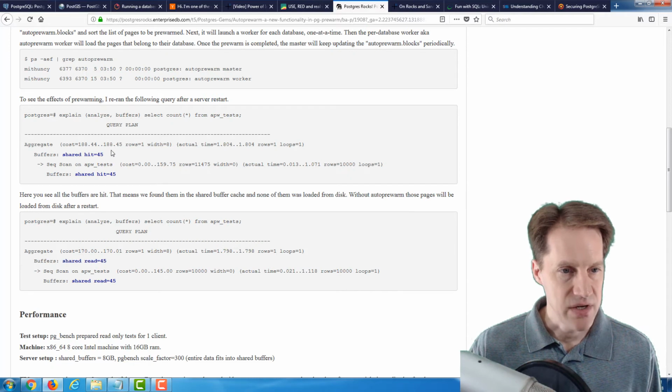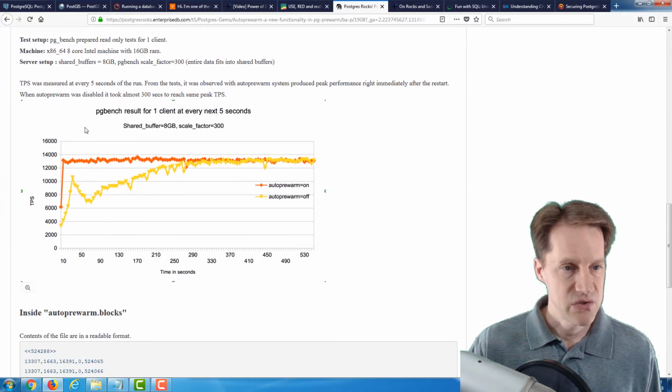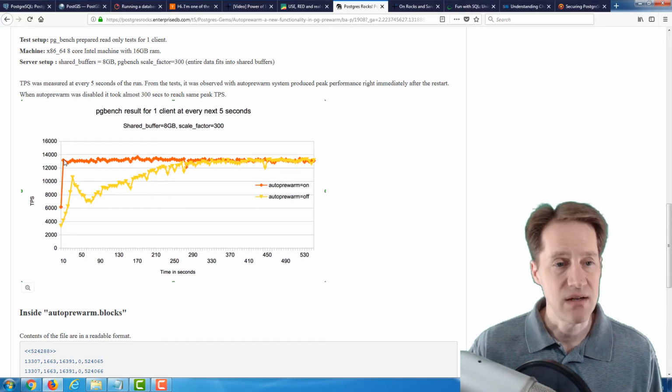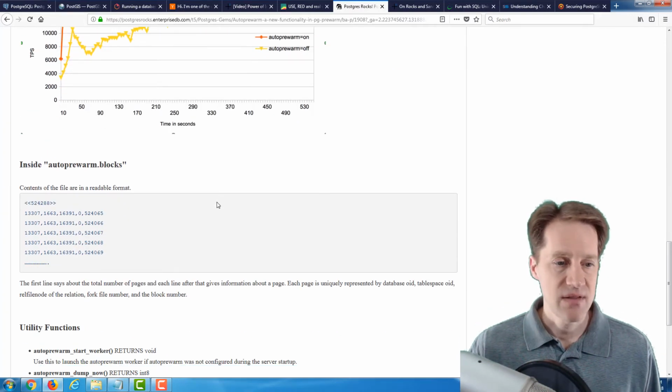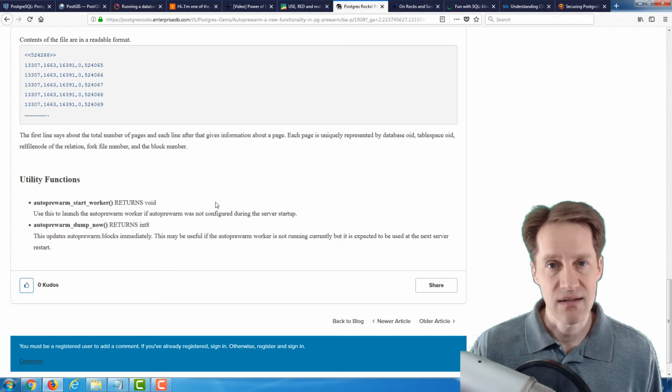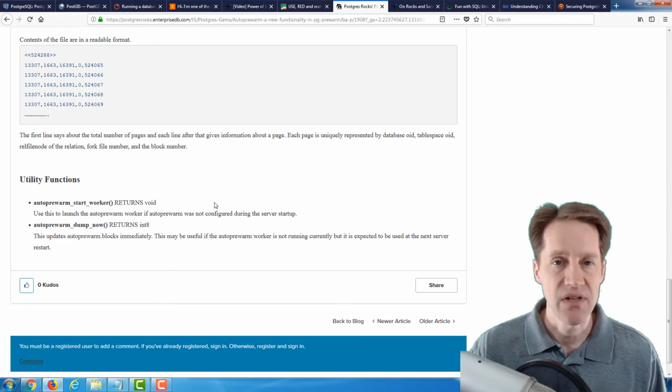And he showed an example here where he runs this query after setting up pre-warm immediately after restart, and he gets shared hits on the buffers for the aggregate and the sequential scan, whereas when he didn't pre-warm it, it had to do a read. And then he goes into some additional tests that show with pre-warm on, transactions per second goes up immediately after a restart, whereas if you don't, you have a longer ramp-up time to achieve the same state. So if you think this could be of advantage, or you want to take advantage of it in Postgres 11, definitely a blog post to check out.